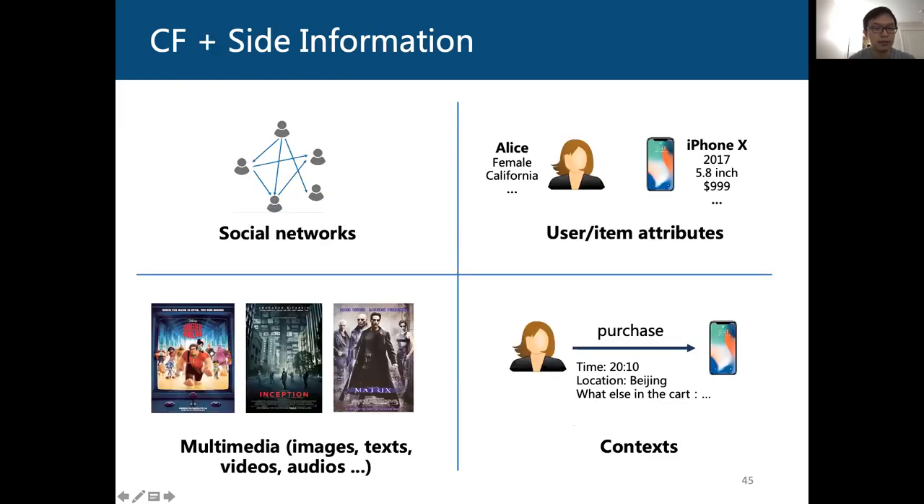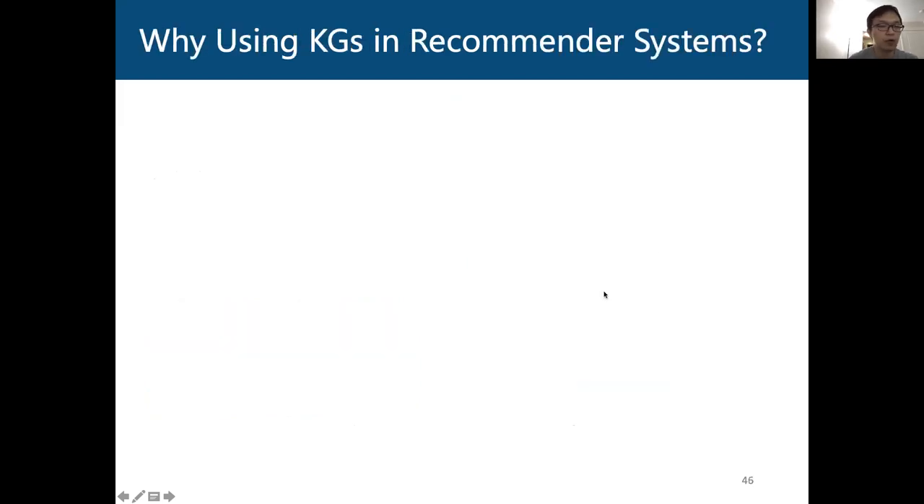To address this problem, a common strategy is to incorporate additional information, or side information. Typical side information includes social networks, user or item attributes, multimedia information, or context information. Here we take knowledge graph as side information for recommender systems. So let's see how knowledge graph can help with recommender systems.